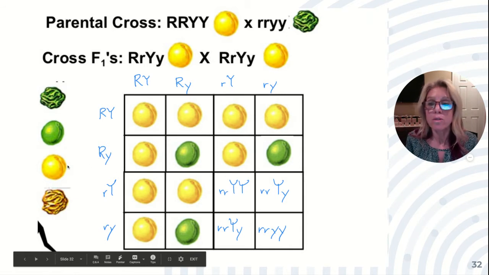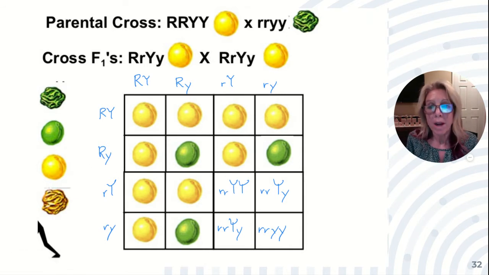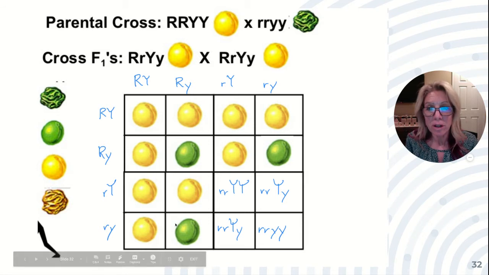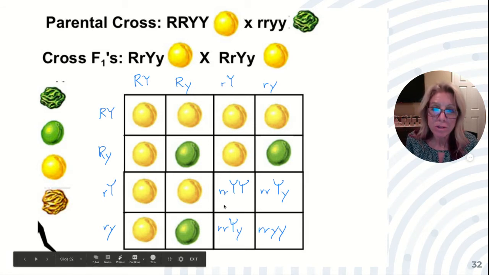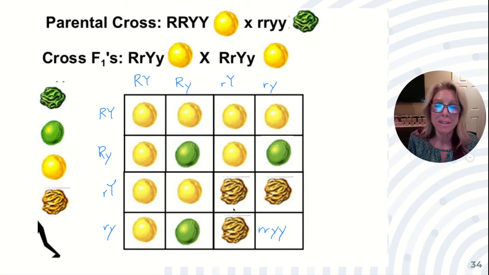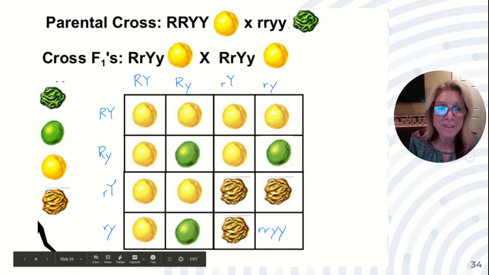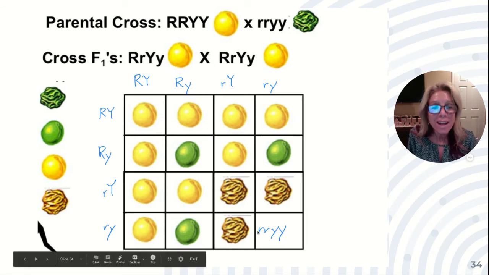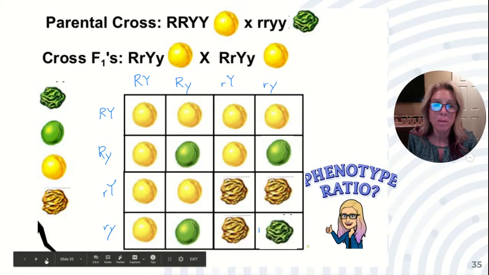Then the next one is round and yellow. So let's try to see how many rounds and yellows I have. And so I look and I have 3 round and wrinkled. Sorry, I didn't mean to say round and yellow. Round and wrinkled. Sorry about that. And then these are my 3 round and wrinkled. And then this is the only one that is going to be wrinkled and green. Okay, so there's my wrinkled green.